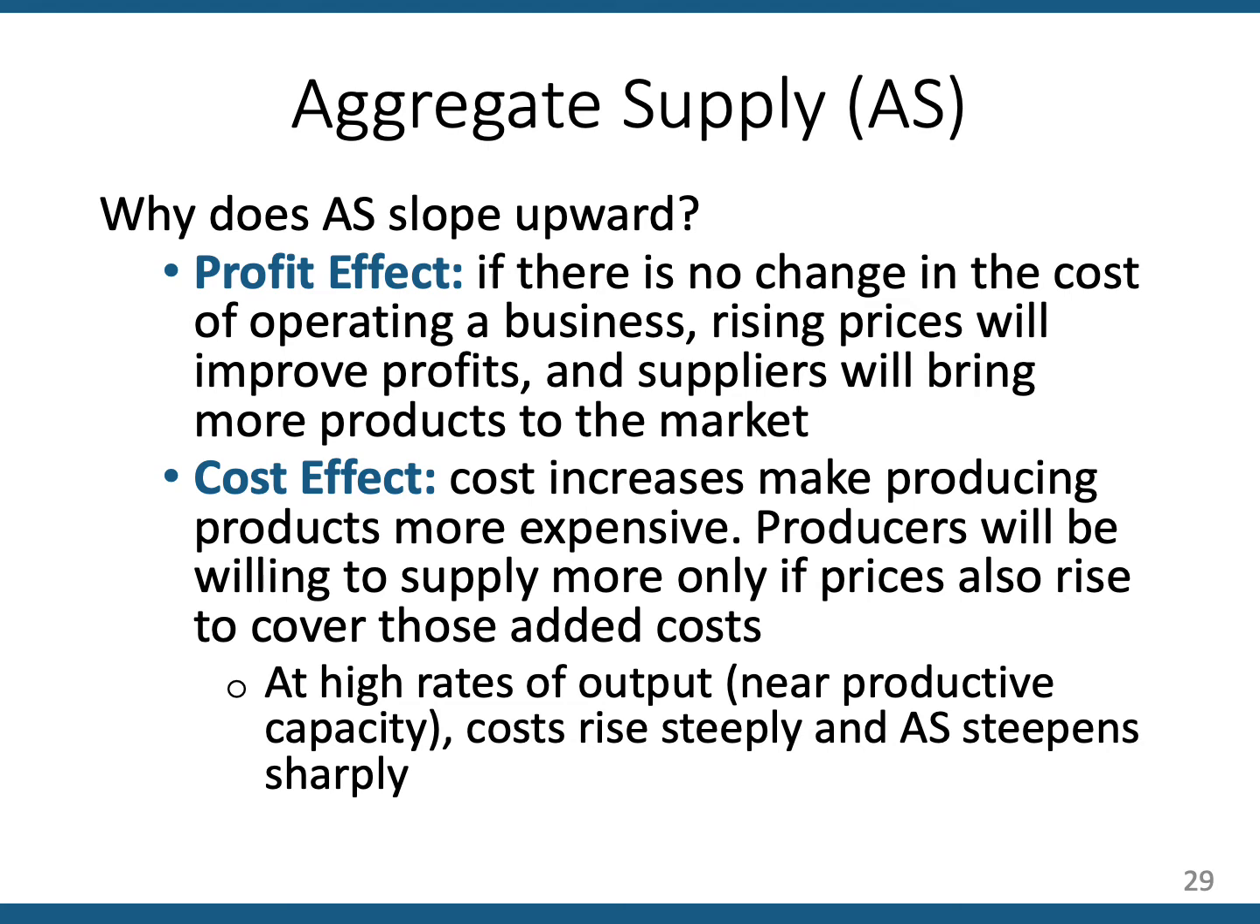Now, cost effect, this is also an explanation for why the aggregate supply curve slopes upwards. Costs increase over time, just like output prices increase over time. Producers, because costs increase over time, will only supply greater quantities of product if the price also rises to cover those added costs. And so this is also an explanation for why we have an upward sloping supply curve.